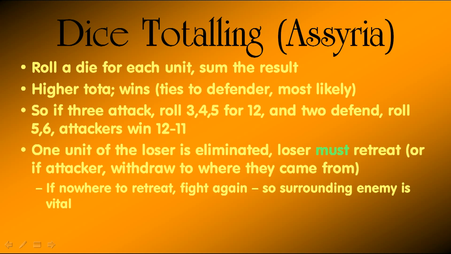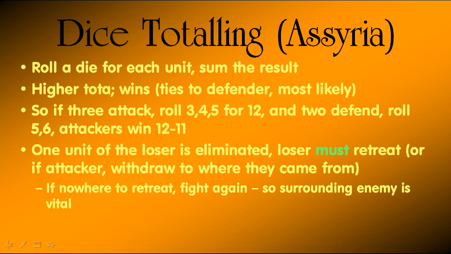You roll a die for each unit and sum the result. The higher total wins. Ties usually would go to the defender. That's a choice of the designer. So if 3 units attack and they roll a 3, 4, and a 5 for 12, and 2 defend and roll a 5 and a 6, the attackers win 12 to 11.